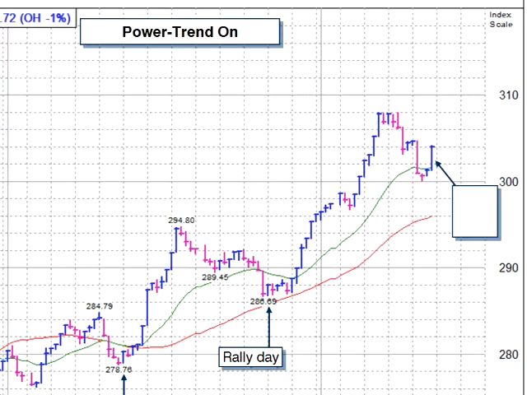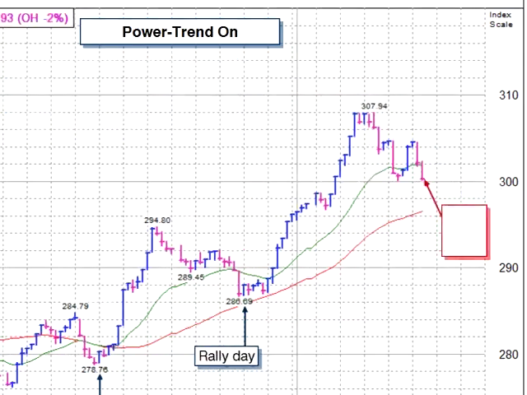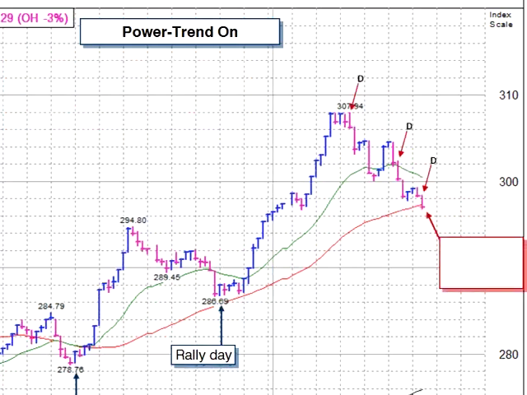Now here, the low is not above the 21 days, so it's not a B3, but it's a powerful day, higher volume than the previous day. So what do you think it might be? An accumulation day. So we're back at a full count. And the reason why it was an accumulation day, not a B2, is because we're too far out. We're more than 25 days from that rally day. So here we break the 21 day, so we get an S5, thank you, and now we're at a +6.